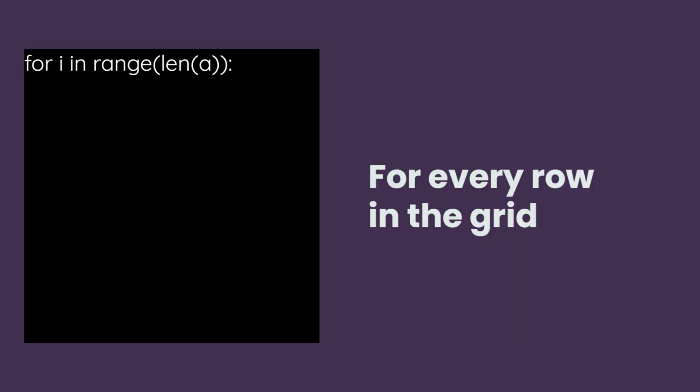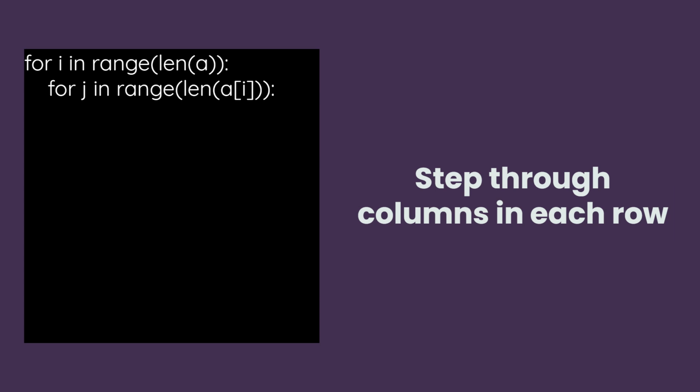Now, we add the outer loop: for i in range(len(a)). This steps through each row in our grid, tracked by the variable i. Inside it, we add the inner loop: for j in range(len(a[i])). This steps through each column in the current row, tracked by j.